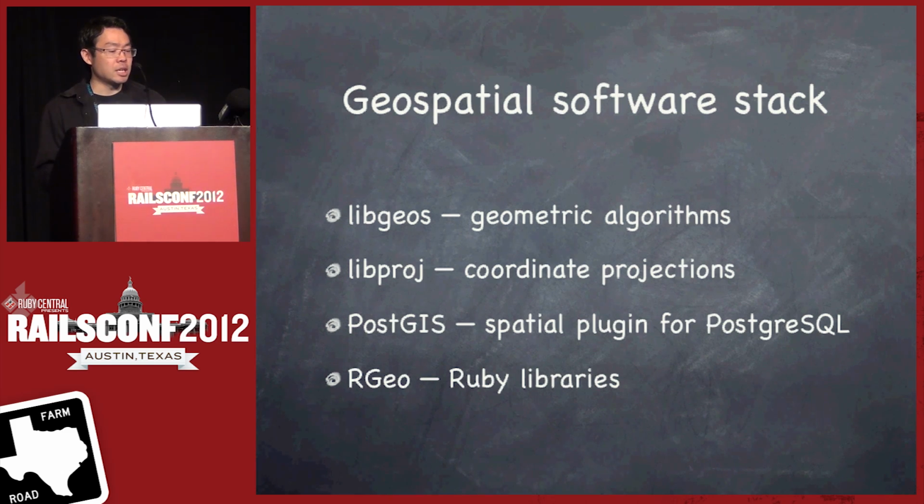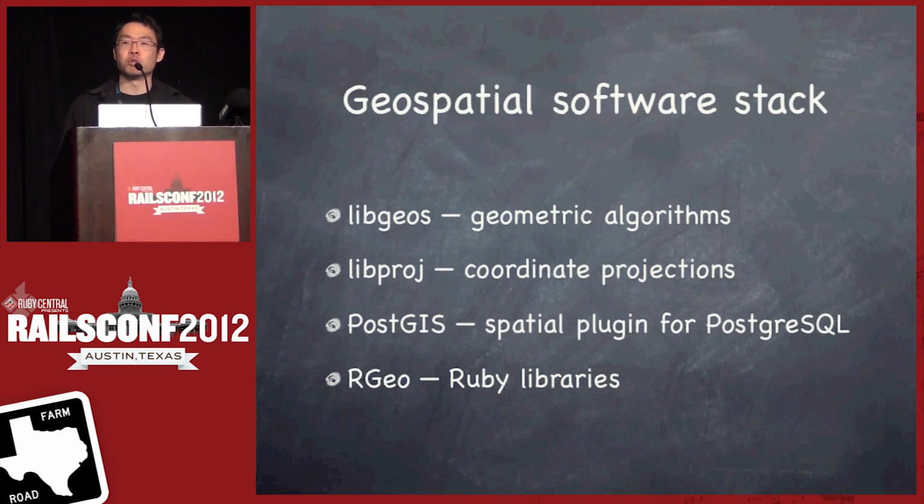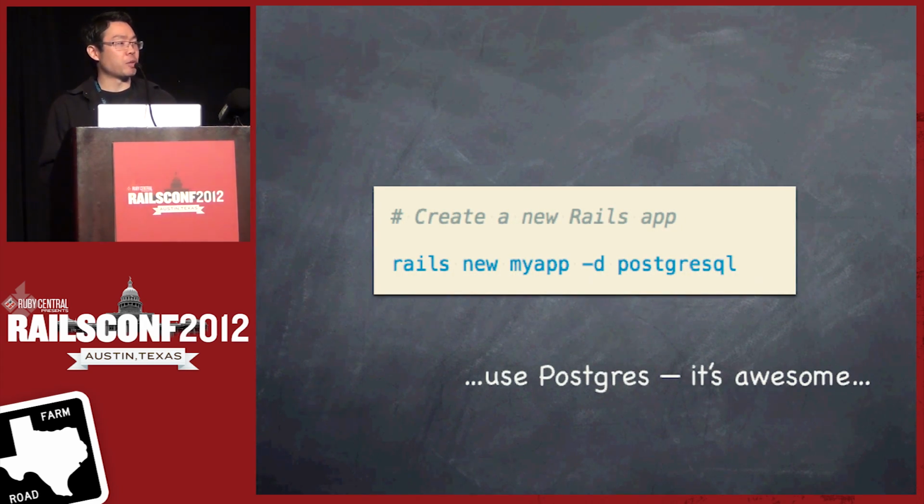You also need a couple of Ruby gems, starting with RGeo. RGeo provides some spatial data types for Ruby. We'll see a little bit of that in this talk. There are several other gems that we'll also see a little bit later. So let's start off by creating a Rails app.